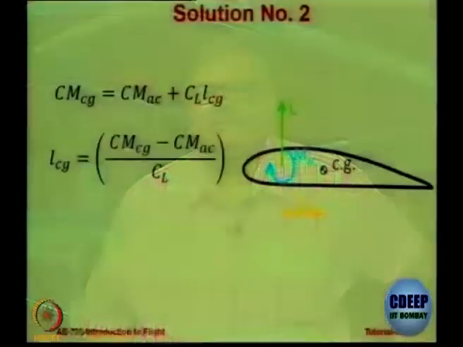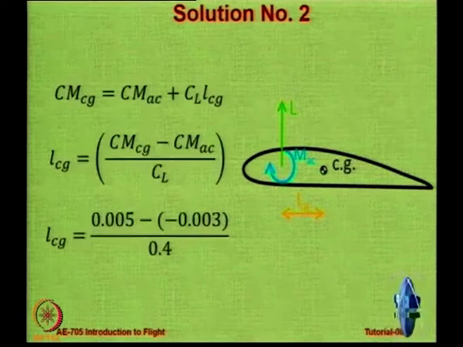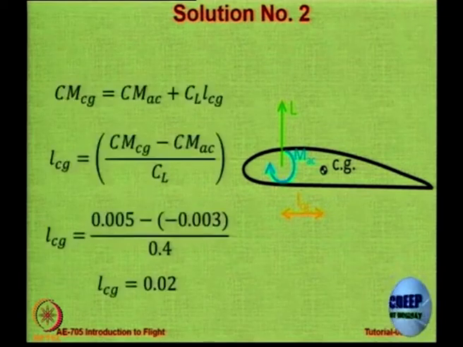After that it is very straightforward. CmCg is known, CmAc is to be calculated, CL is known. So LCG will be nothing but the difference in the moments upon CL, which will be 0.02.